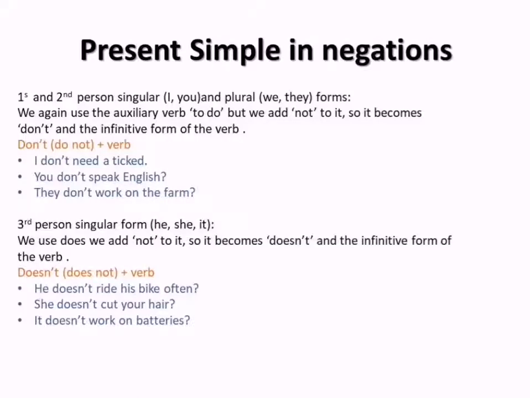For the third person singular form, again we use does and we add not to it, so it becomes doesn't and the infinitive of the verb. For example, he doesn't ride his bike often. She doesn't cut your hair. It doesn't work on batteries.